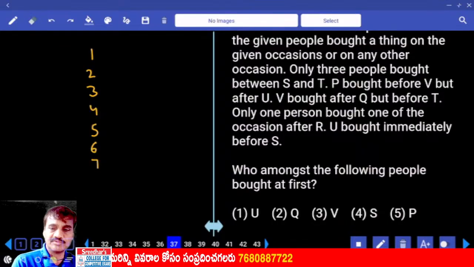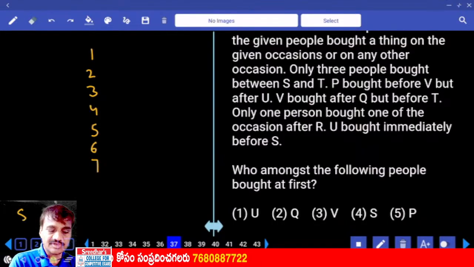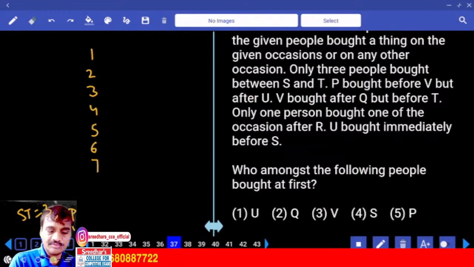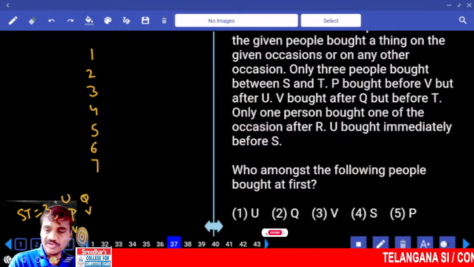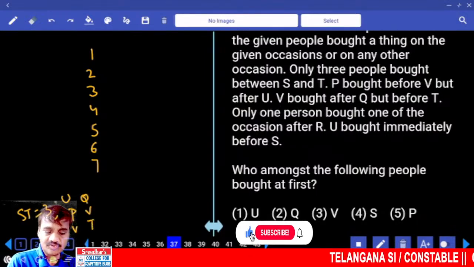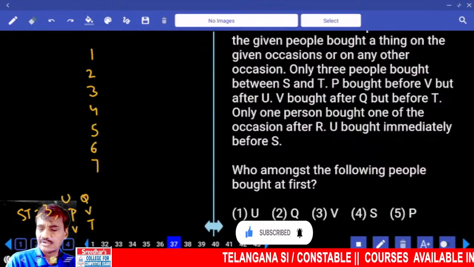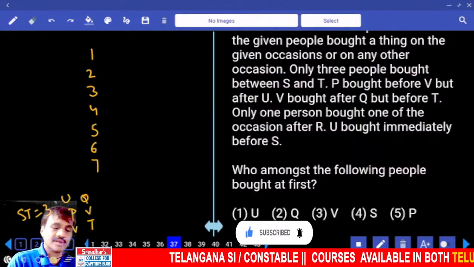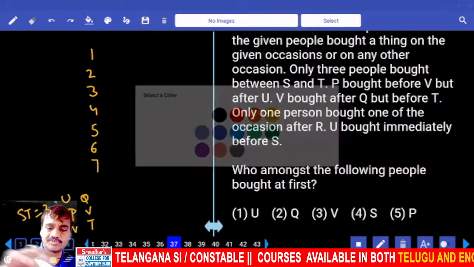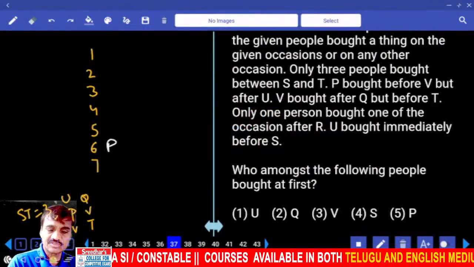Now 7 people were there. Only 3 in between S and T. And P bought before V but after U. P before V, after U. And V bought after Q. Now V bought after whom? V bought after Q but before T. Only one person bought after R. And after R, how many persons? There is only one person. Hence R must be at the 6th place.